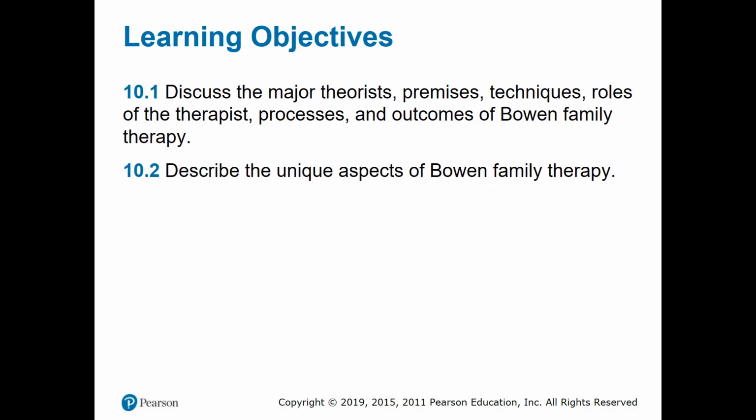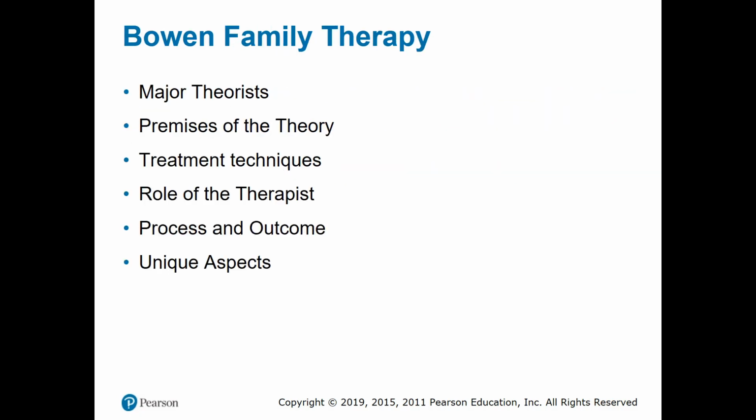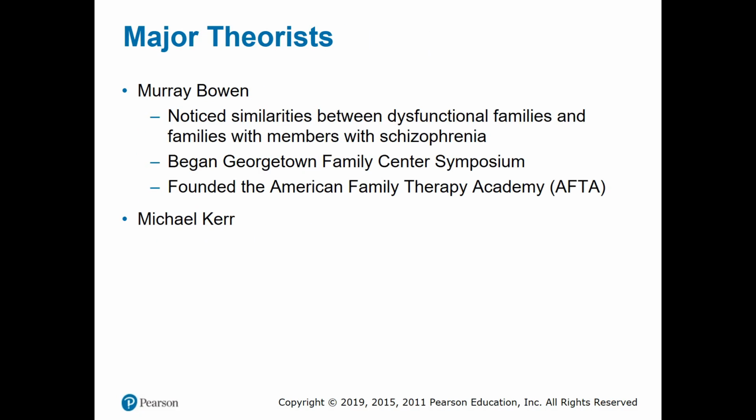Some of the objectives are discussing the major theorists, premises, techniques, roles of the therapist, processes, and outcomes, and describing the unique aspects of Bowen family therapy. We'll look at some of the major theorists, the premises, treatment techniques, the role of the therapist, process and outcomes, and unique aspects. The major theorists include Murray Bowen.